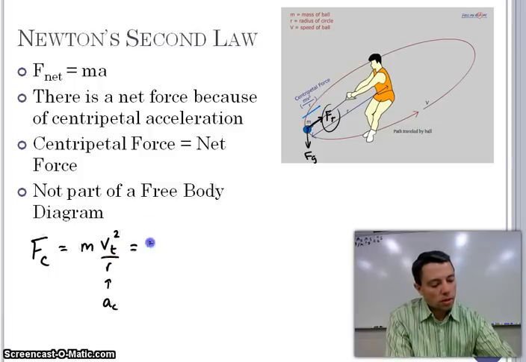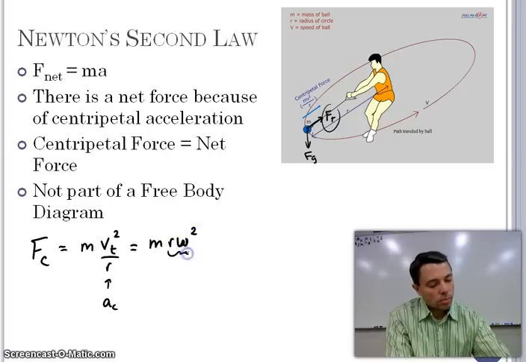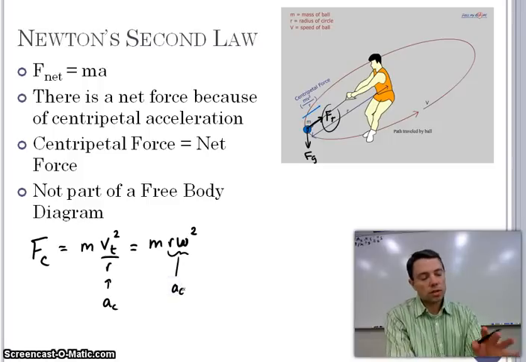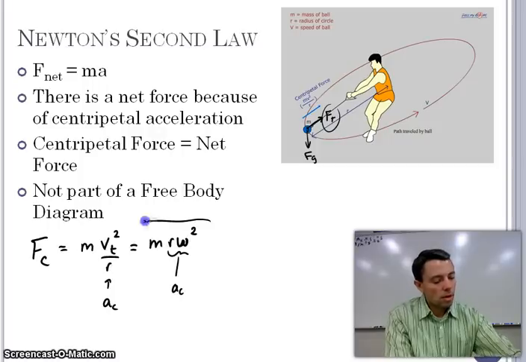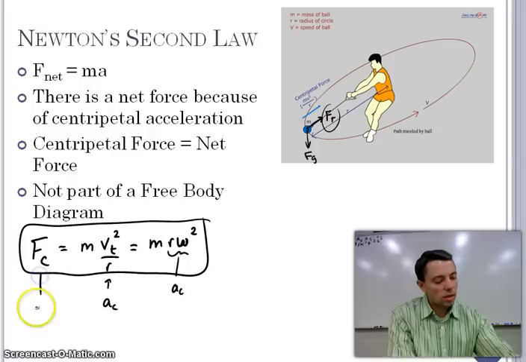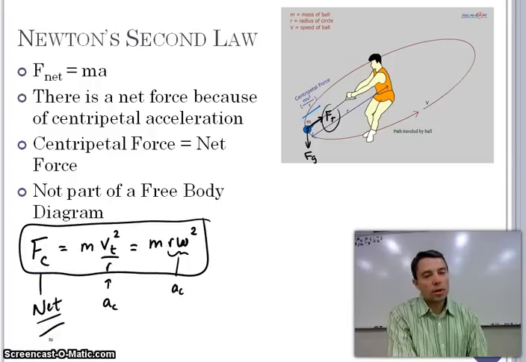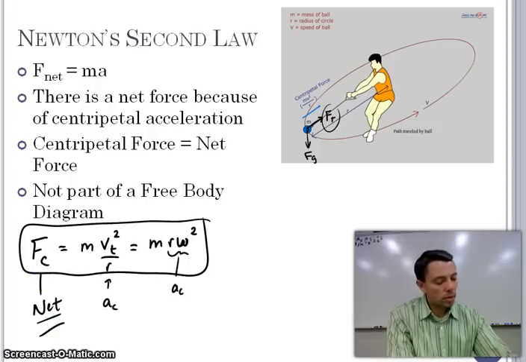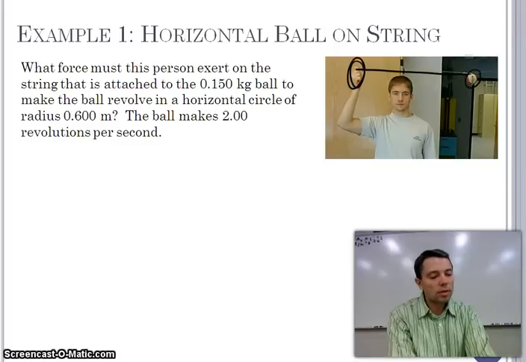Or it's the mass times the other way that we had it, which was our omega, or our angular speed, squared. So again, this just represented centripetal acceleration. I apologize that I didn't get the formula put up there, but this is how we look at centripetal force, and remember that this is nothing more than a net force, not part of a free body diagram.